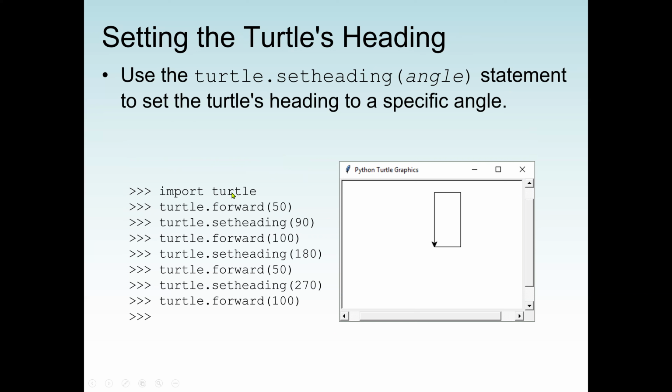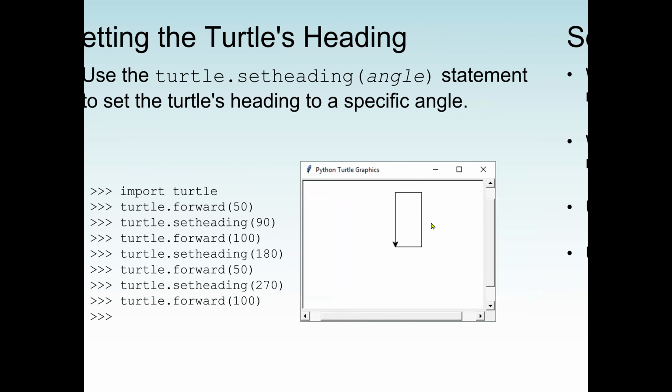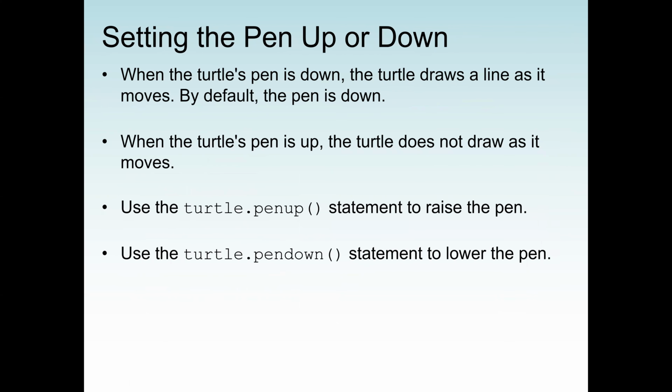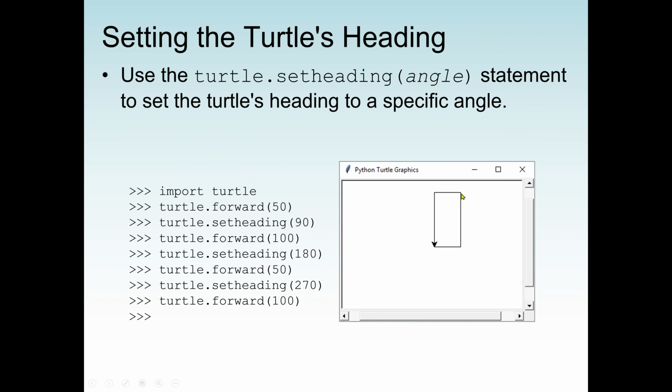Again, we start by importing the turtle. First we do forward 50. So forward 50 will be a horizontal line at the bottom, 50. Then we say setheading(90). So the direction goes up, 90, and it's forward 100. So we go 100 up. Setheading 90, then we have forward 100. After that, we also have setheading 180. So we have 180. Then we go forward 50.